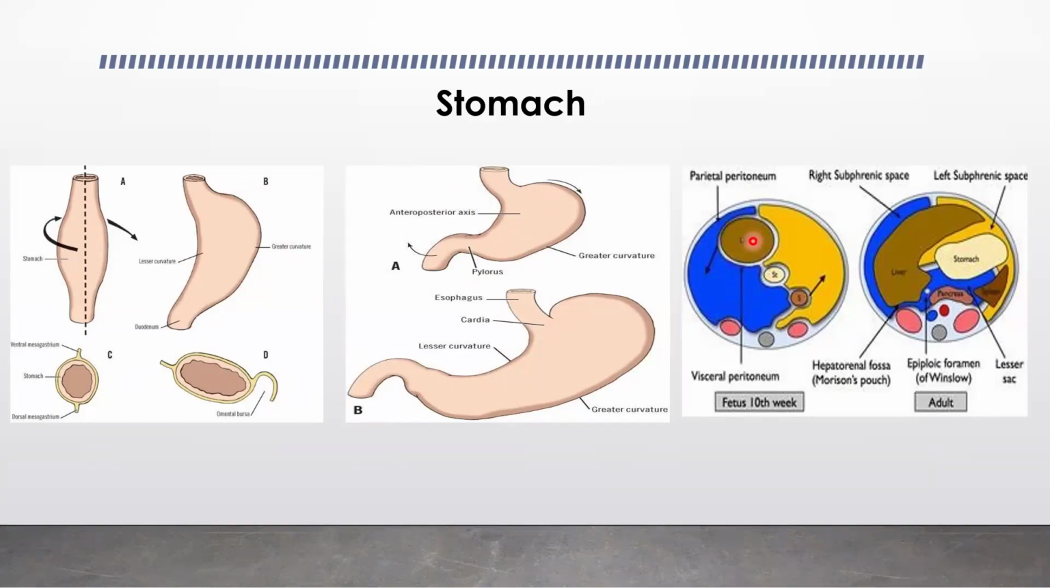Yeah, so this is just to try and show us how those structures develop. The liver will go to the right side, then you'll have the spleen going to the left side, with the stomach at the center. You can see it there.